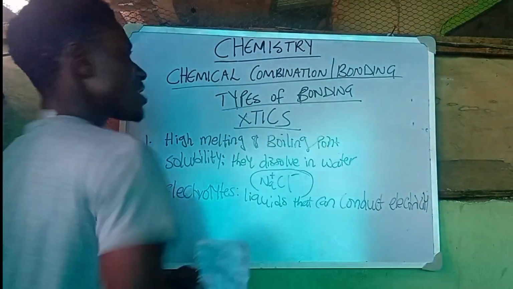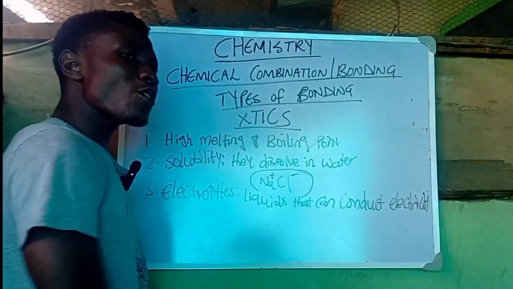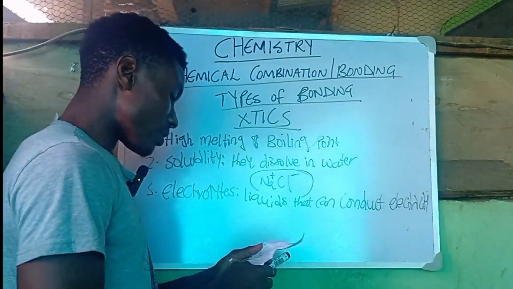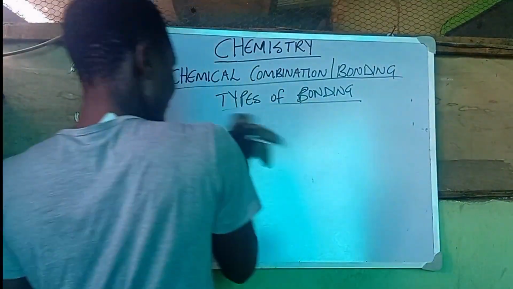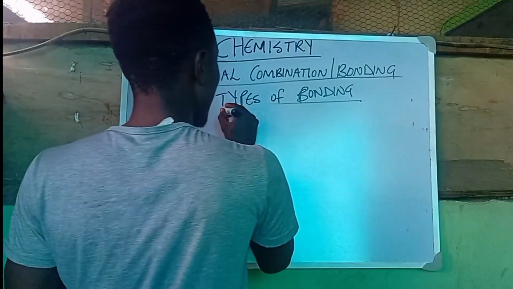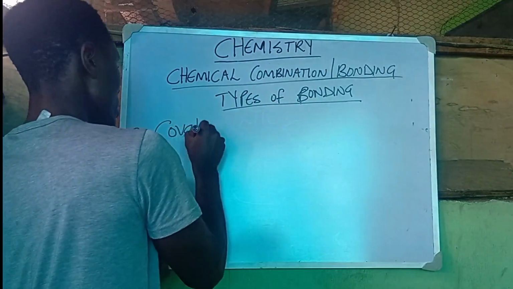So this is basically everything you're supposed to know when it comes to ionic bonding or electrovalent bonding. Let's move on to another interesting bonding, the second type of bonding. This second type of bonding is one that interests me a lot because it tends to confuse students a lot. This is known as covalent bonding. So we say number two, covalent bonding.